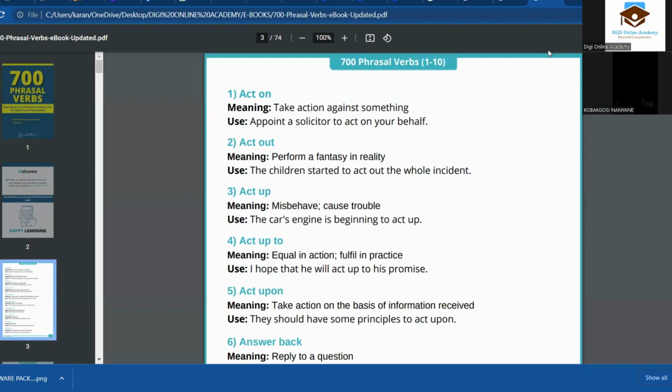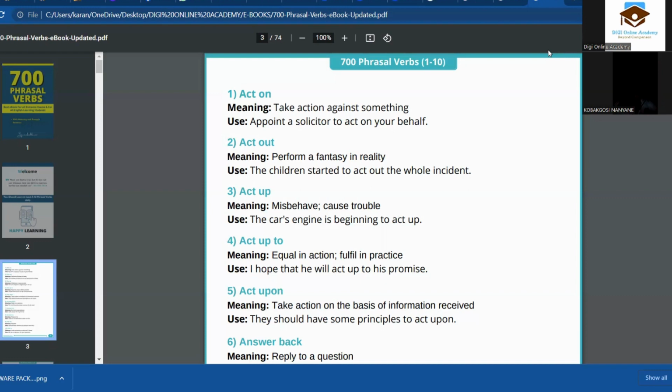Okay, now the second one is act out. Act out is perform a fantasy in reality. The children started to act out the whole incident. It means the children, you see on the stage, children do the dramas. Have you seen the dramas performed on the stage? They are actually depicting some kind of story, right? So have you seen Shakespeare's dramas during your school and college? They are actually performing it in reality.